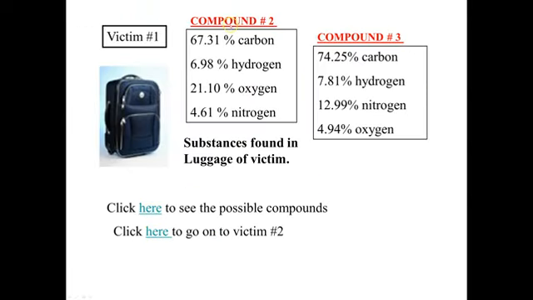These two compounds, compound number 2 and compound number 3, need to be identified. They're both found with victim 1, which we need to identify, and both are found in the luggage. We're going to do the same thing here. Compound 2 is really easy, so I don't need to tell you anything about it. Compound 3 is really easy as well. But these are both interesting compounds, so if you identify compound 2 and 3, that'll be interesting. Then you can identify victim number 1. You can tell who he is based on the flight manifest. Next slide, let's look at victim number 2.